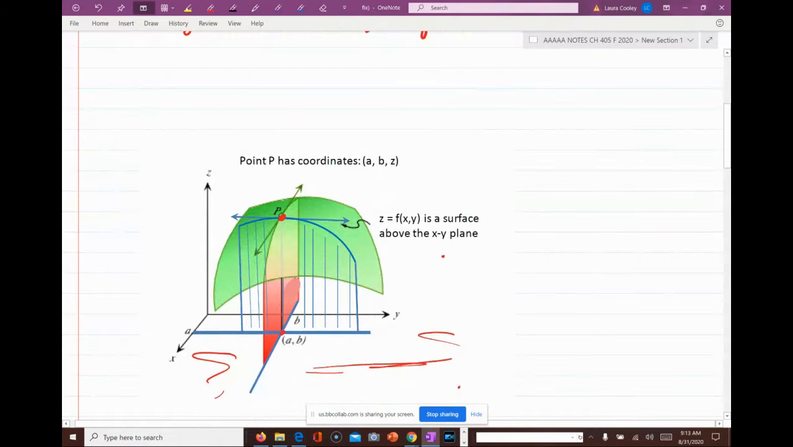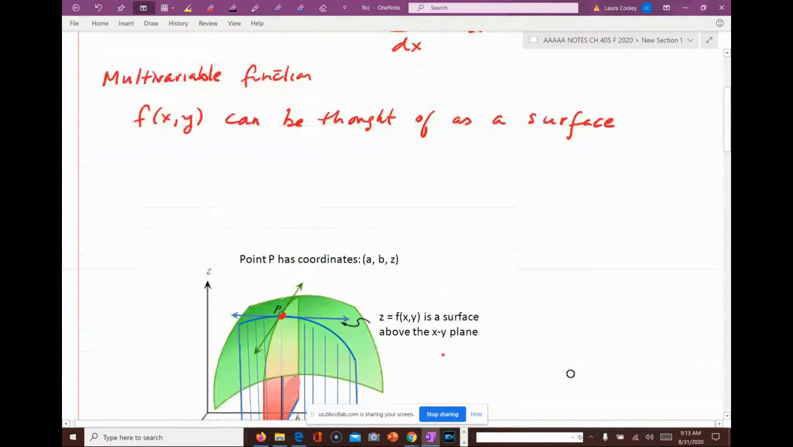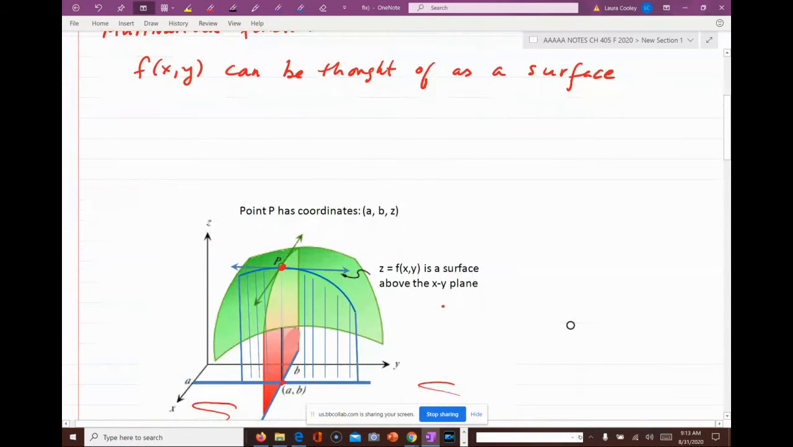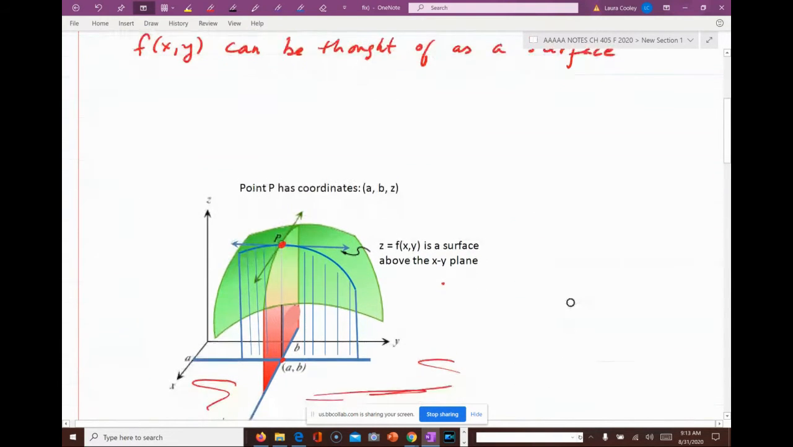So this f of xy can be thought of as a surface. The easiest thing would be to picture it as being a surface above the plane. Everything's positive. It's easy to picture, like the drawing I drew in class. But of course, it could be much more complicated looking than that.